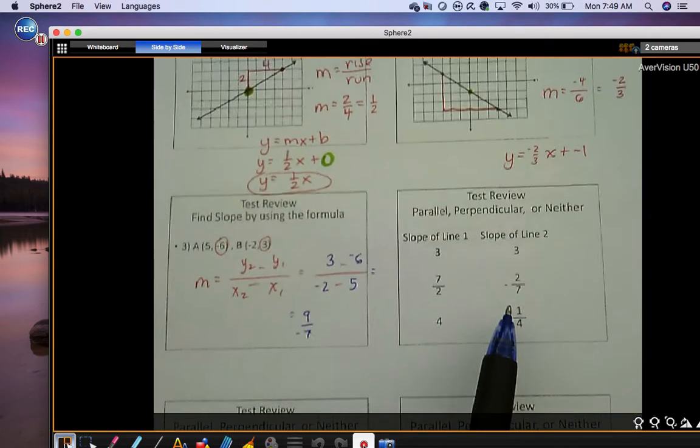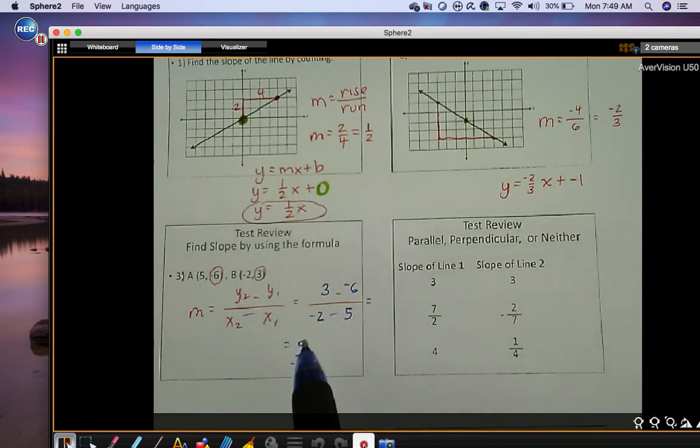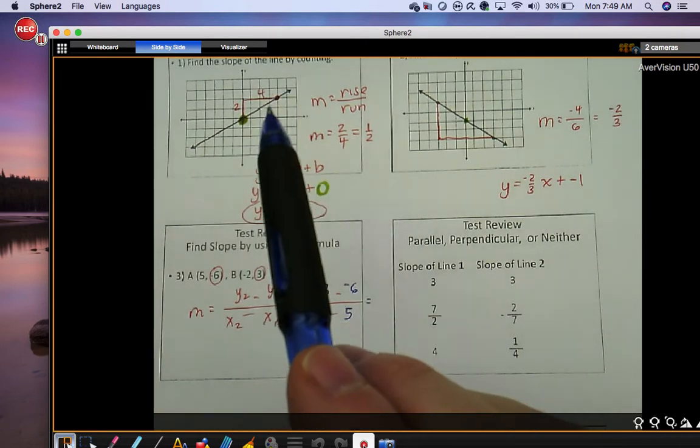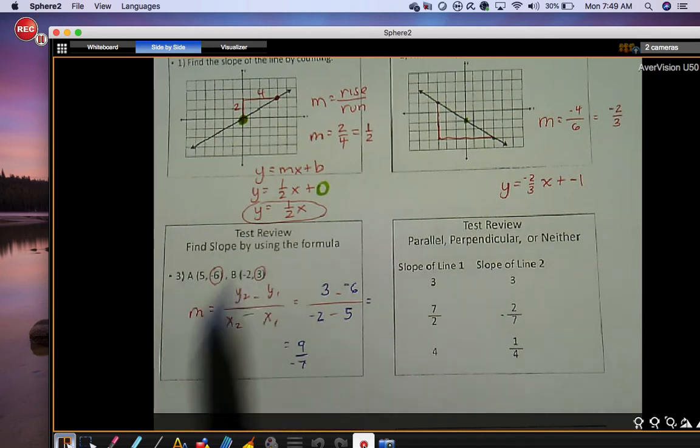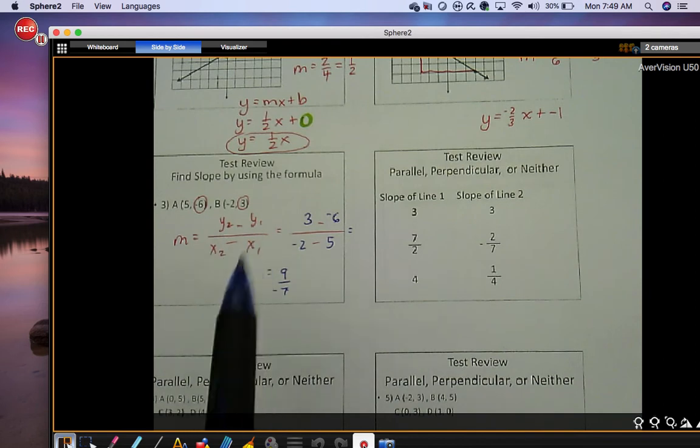So your two ways to find slope would be to count like we did up here, or to use the formula. It's up to you which way to do it. If you have a graph, counting is easier. If you have two ordered pairs, using the formula is probably easiest. All you're doing is subtracting and dividing.